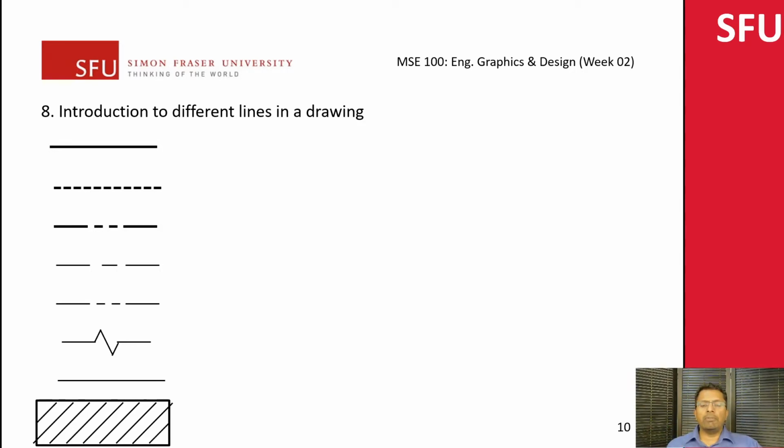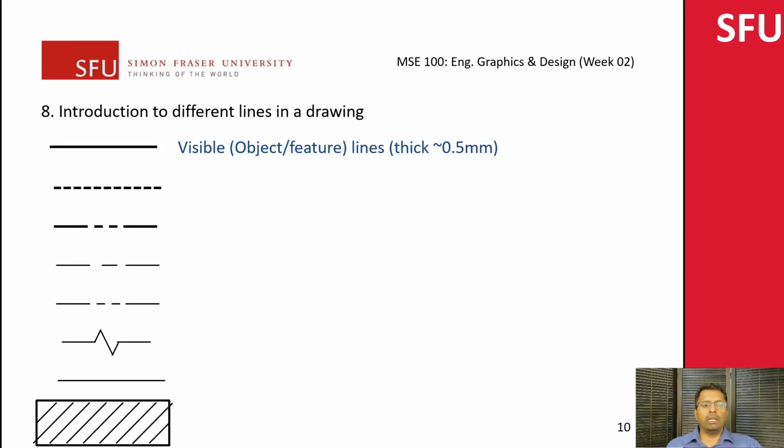So here are the lines that we use. The thick line, which is solid, is used for denoting features that you actually see. This is known as visible, or thick line. Typically you would use about 0.5 millimeter thickness.